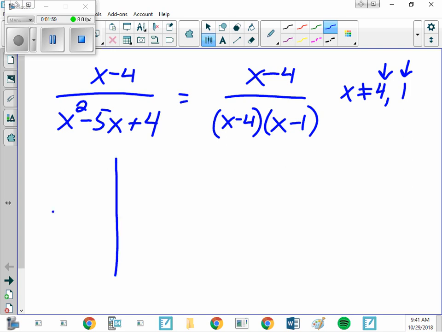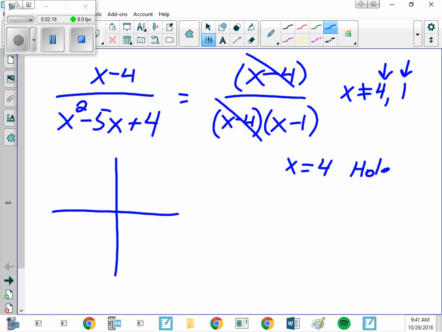So I have a graph here. Notice how I have an x minus 4 on top and an x minus 4 on bottom. If a factor in the denominator cancels, we call that a hole on the graph. So x equals 4 is a hole. What does it mean to be a hole? So the graph's coming around, 1, 2, 3, 4. It jumps right over that point and keeps going.